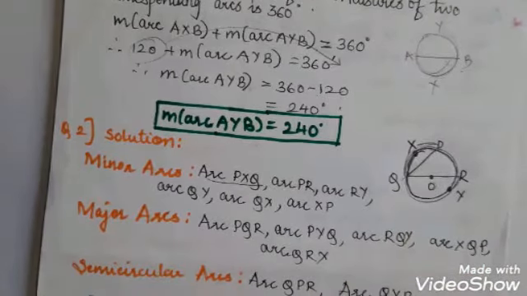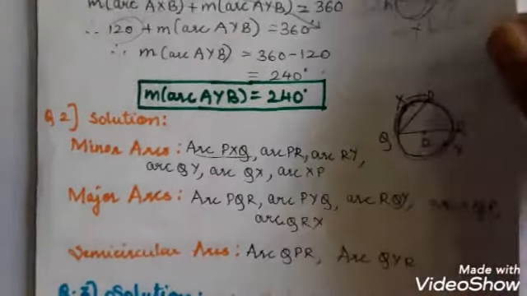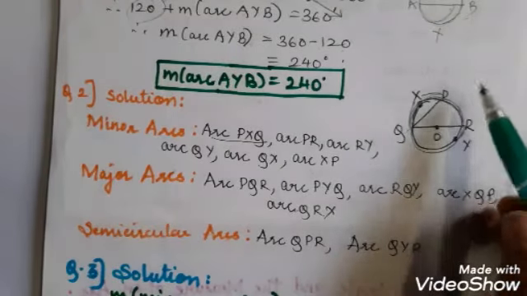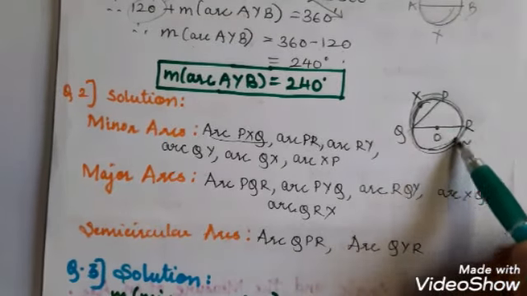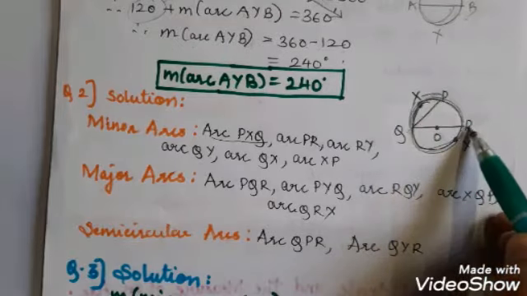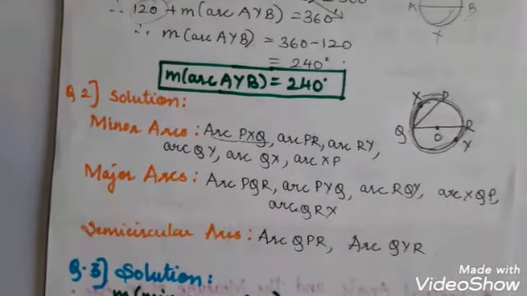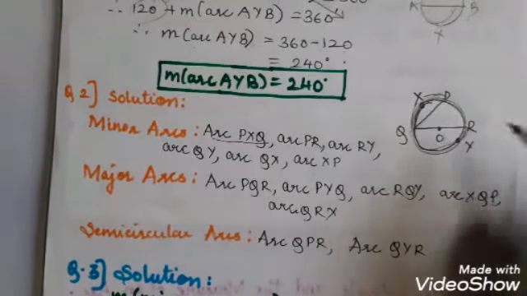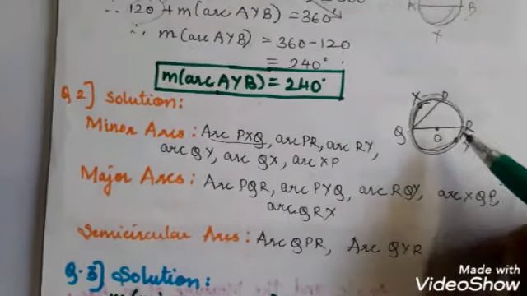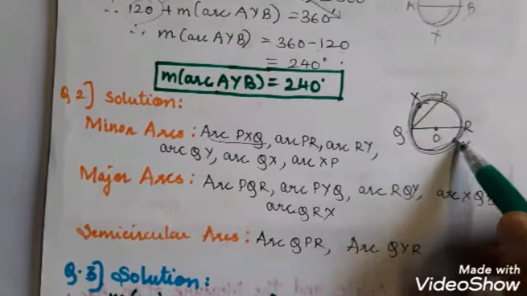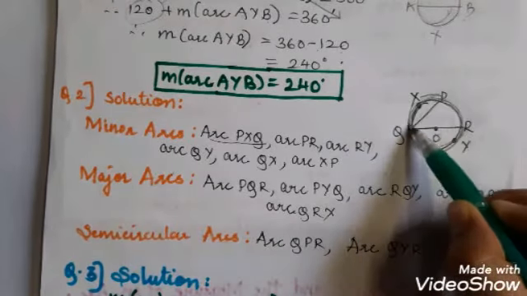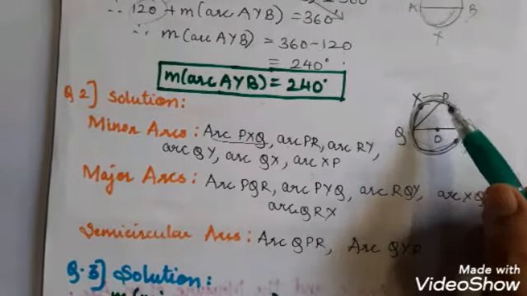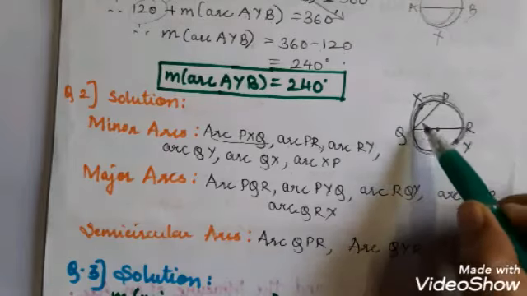Now next, major arc. Major arc means the bigger portion. So first I can start with arc PQR. Arc PQR is the first part of the arc I can take. Then next I can take arc PYQ. Okay, arc PYQ. First I have taken arc PQR. Now I can take PYQ.